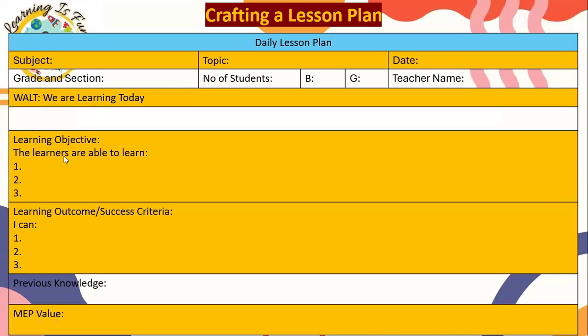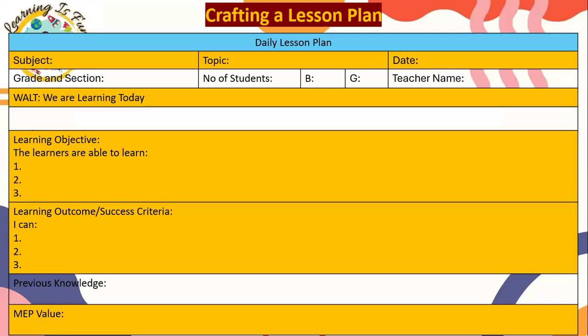Then the learning objectives. At least three learning objectives should be there. And then learning outcomes or success criteria, at least three should be there also. Then previous knowledge, what previous knowledge you are going to ask. If you know what they have related to the topic, you can write it, otherwise just write previous knowledge and you are going to ask for previous knowledge from the students.